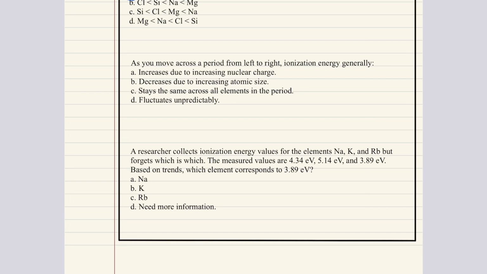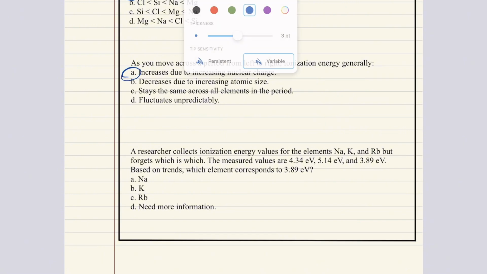Moving across a period, effective nuclear charge increases, and that's because protons are added to the nucleus without significant additional shielding. This increased attraction makes it harder to remove electrons, and it leads to a higher ionization energy. Therefore, ionization energy increases from left to right across a period due to the increasing nuclear charge. The correct answer here is going to be A.